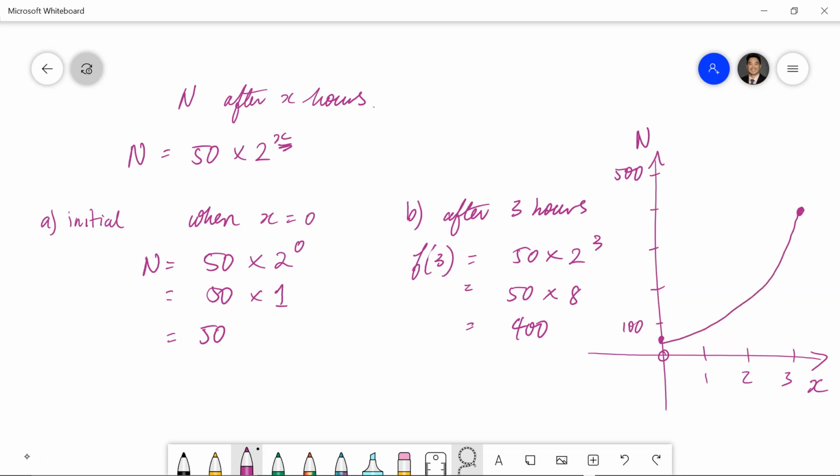Because we've got exponential growth, we've got something like that. Or we could make it a little more accurate by substituting f of 1, which is 50 times 2 to the power of 1, which is 100. So at 1 hour it's at 100. f of 2 at 2 hours is 50 times 4, which is 200. Then you can join the dots, which looks like that. That's a rough sketch, but you get the idea.